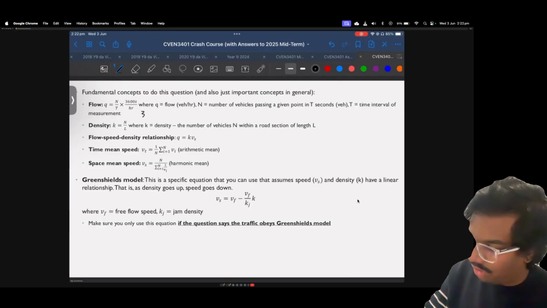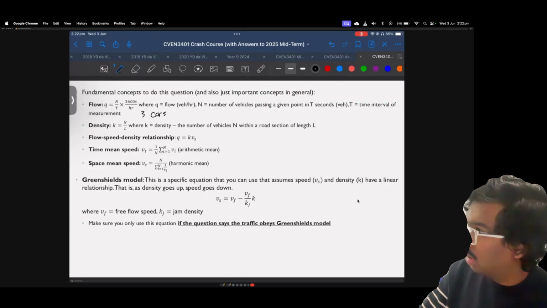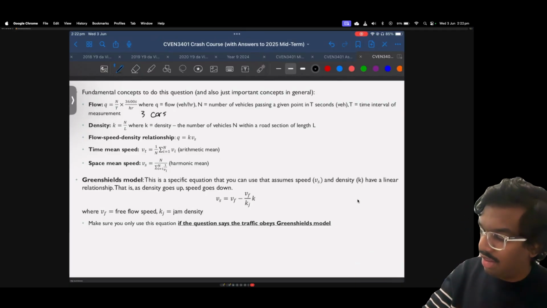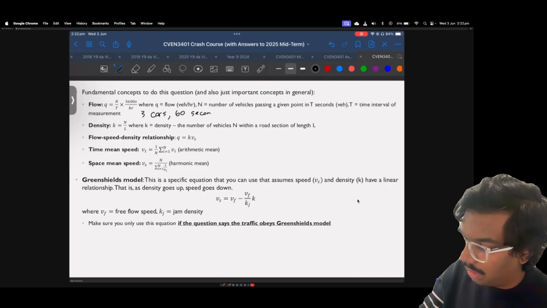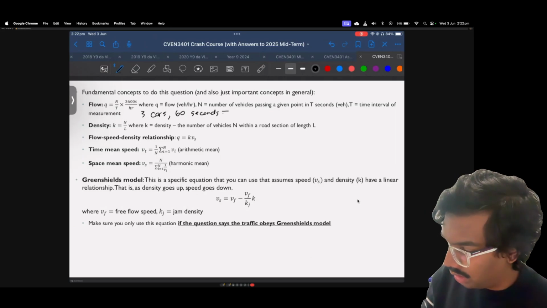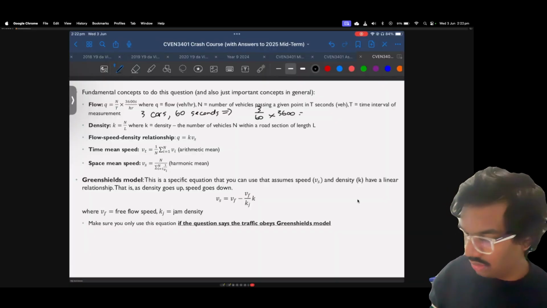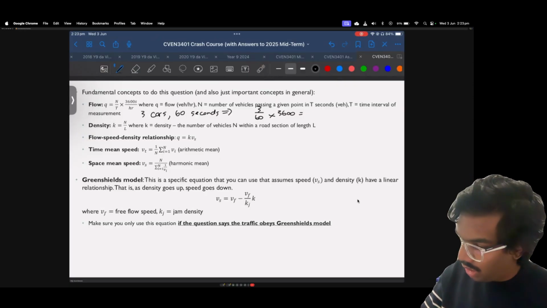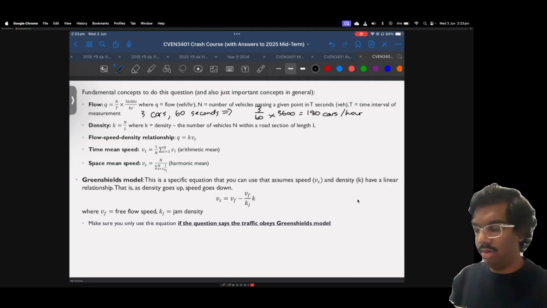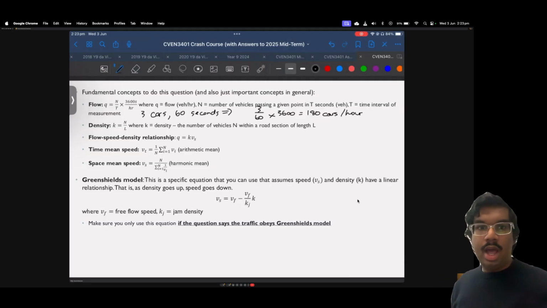So say you had 3 cars pass you. Bye. See you, Henry. Say you had 3 cars pass you in 60 seconds. Okay, so that would mean 3 over 60 times 3600. It would mean 180 cars would pass you per hour. Okay, so that's flow, right? That's Q. Then we have density.